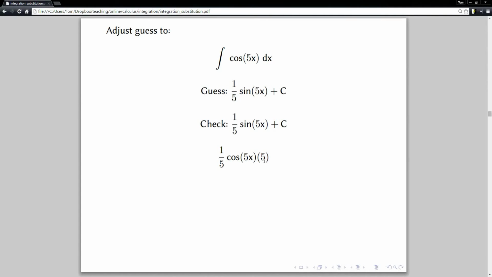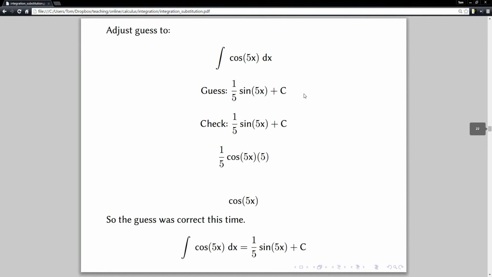And now you can kind of see what happens. That 5 and the 1/5 right here are going to cancel each other out and leave me with cosine of 5x, and that is exactly what I wanted to see, right? That tells me that the antiderivative of cosine of 5x is 1/5 sine of 5x plus c. Or in other words, right, this statement right here, okay? So that's what I call usually the guess and check method.